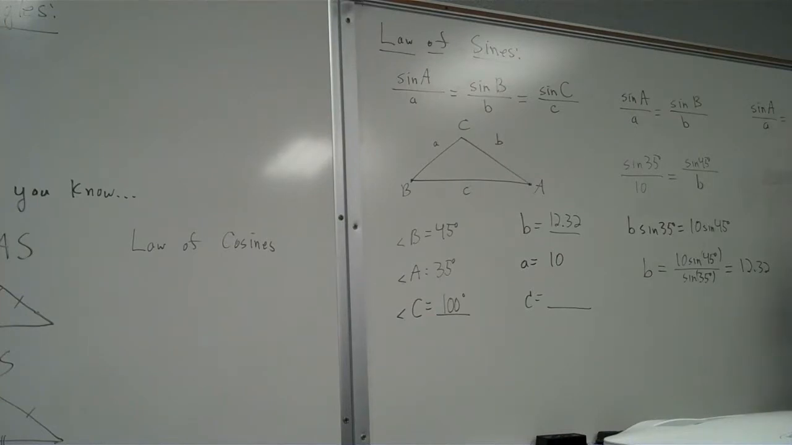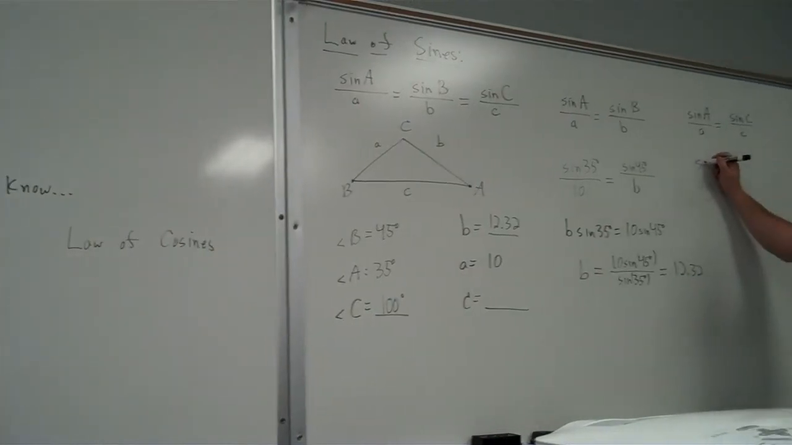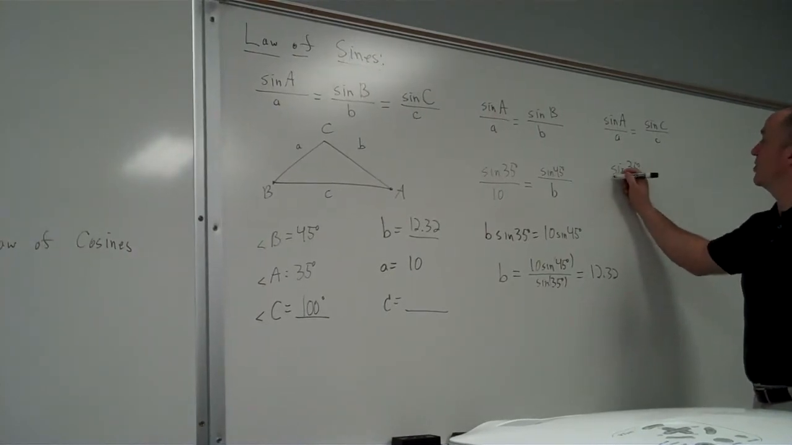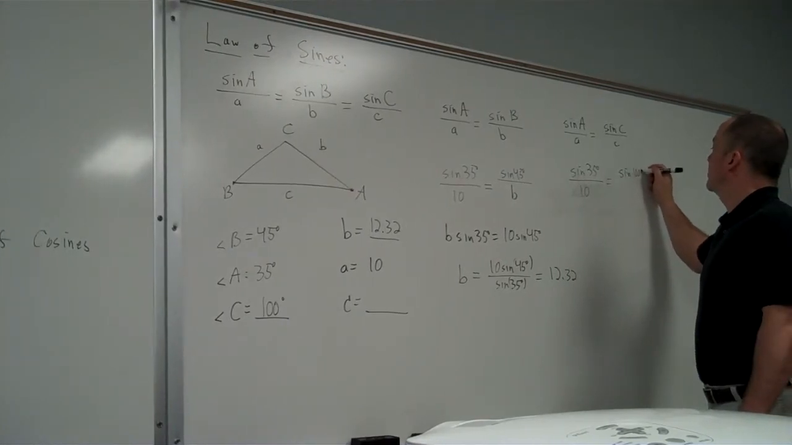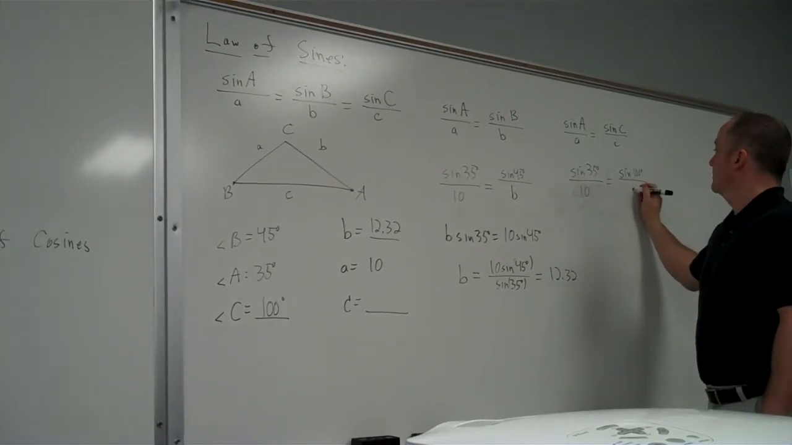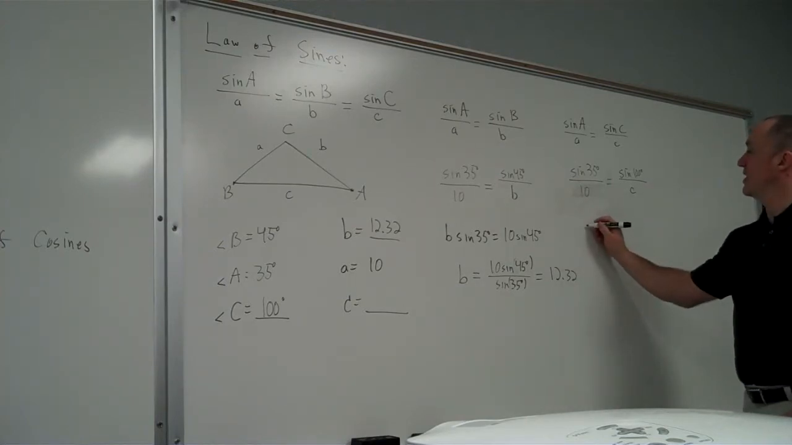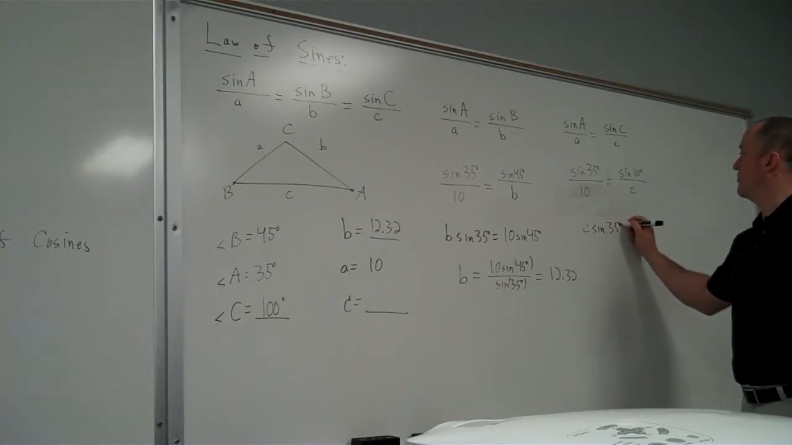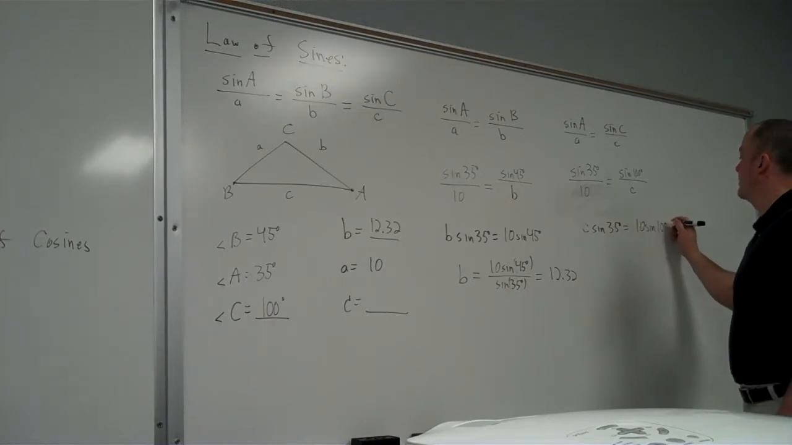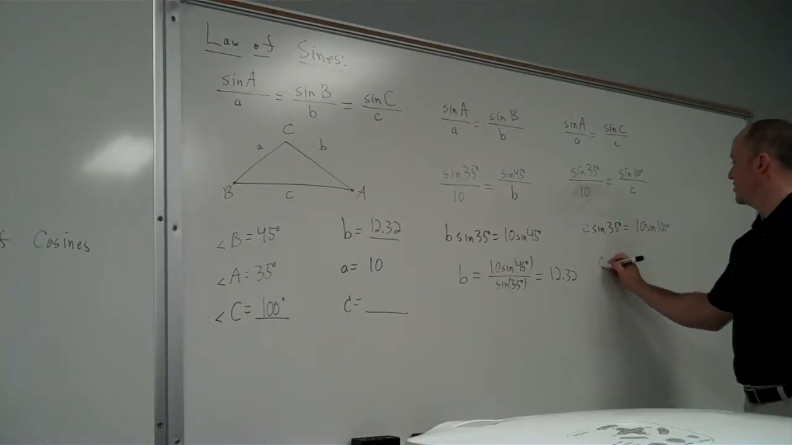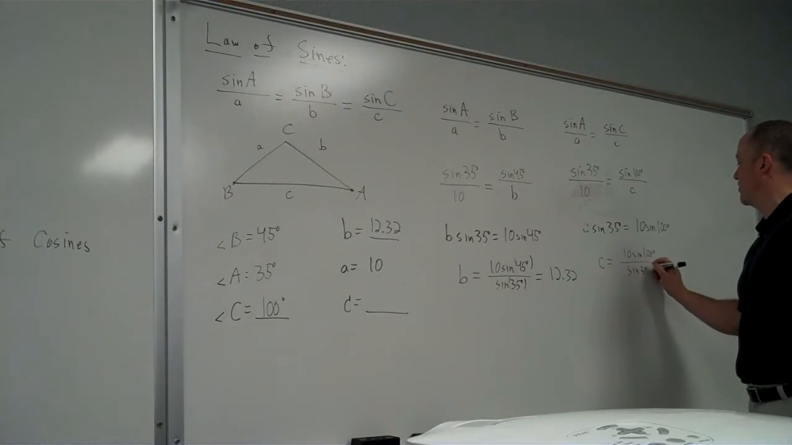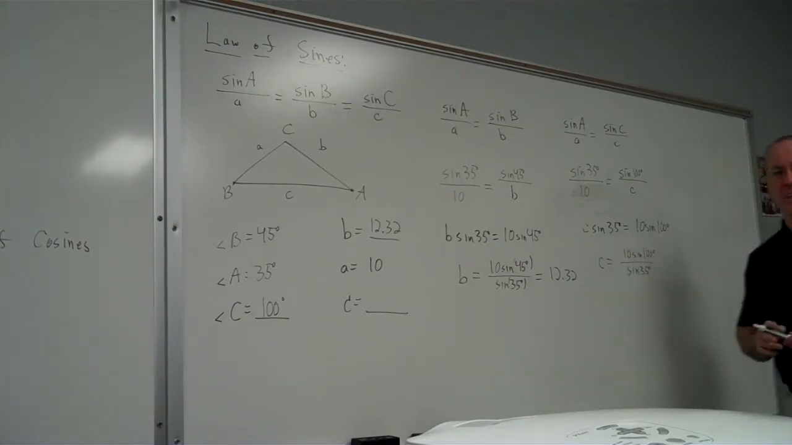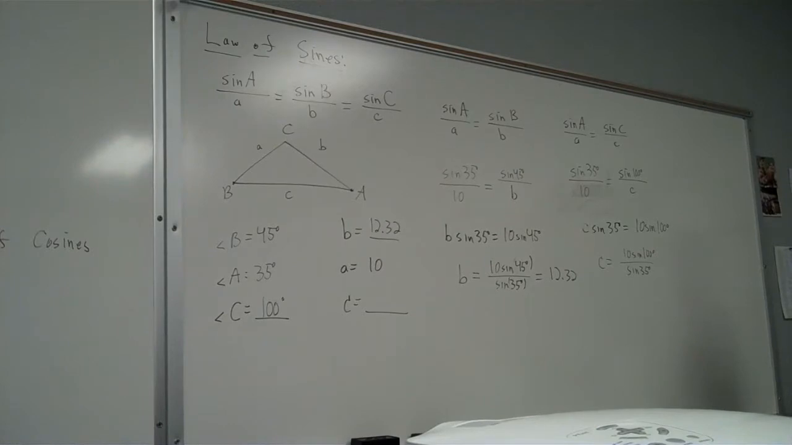A. So let's go ahead and use the information we were given, and now we know that it's sine of 35 degrees over 10 equals, what was C? Sine of 100 degrees over C. Okay? So then we get C sine 35 degrees equals 10 sine 100 degrees. So C equals 10 sine 100 degrees over the sine of 35 degrees. Did I do the algebra correctly? Yeah. A little quickly? Yeah.